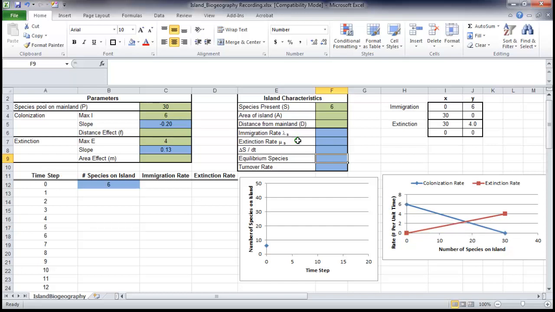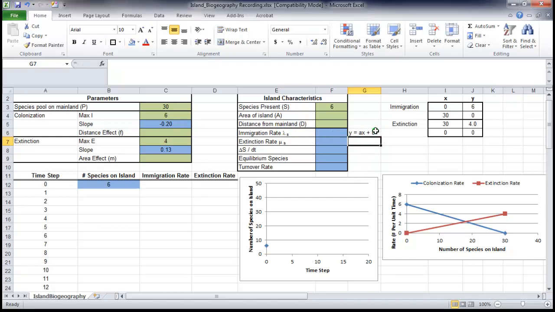The extinction rate is listed as mu sub s, and the immigration rate is listed as lambda sub s. If we know those two rates, then we can compute how many species we expect to change in each time step. So that's where we're headed. Remember that Jed wrote that formula, y is equal to ax plus b. We're trying to compute the immigration rate.